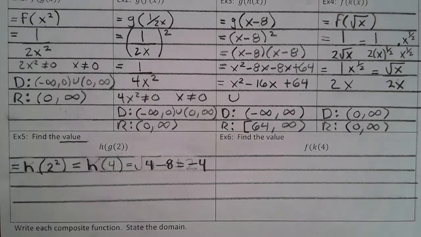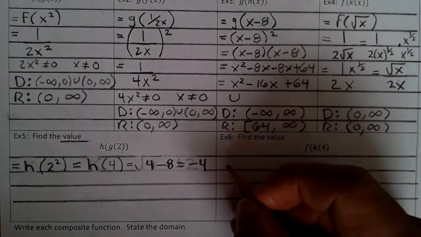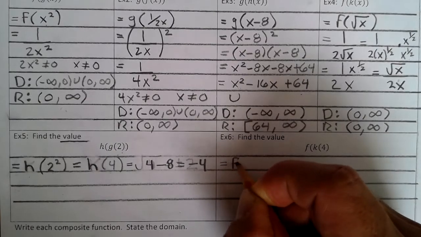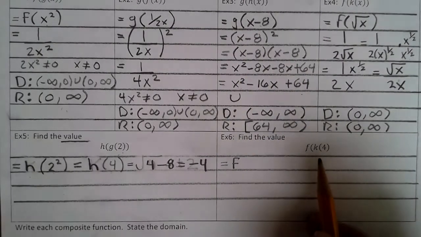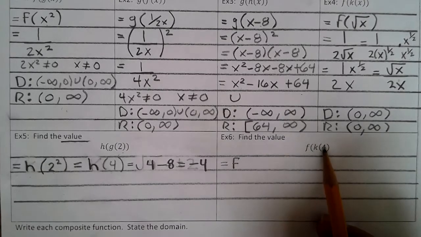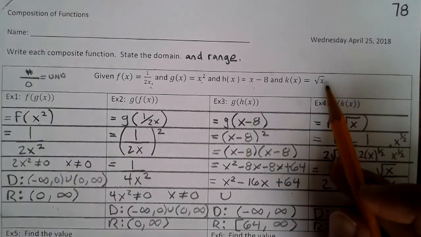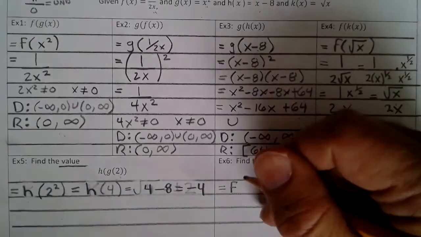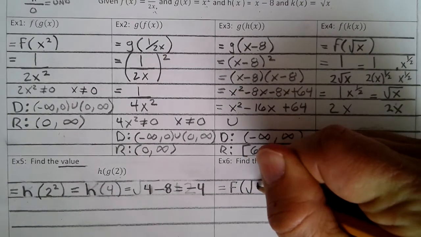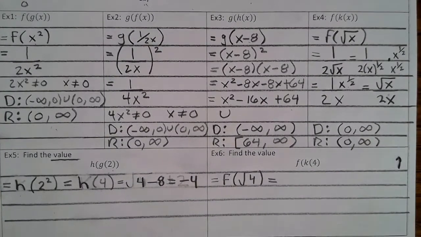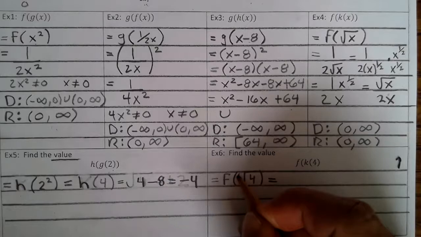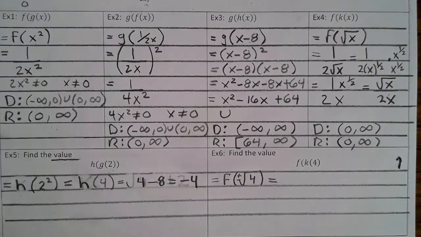All right, let's take a look at example 6. So that's f, and make sure I get the function right this time. That's f of k of 4. So we're plugging in 4 into k. So k is 4, so that's the square root of 4, so that's plus or minus square root.